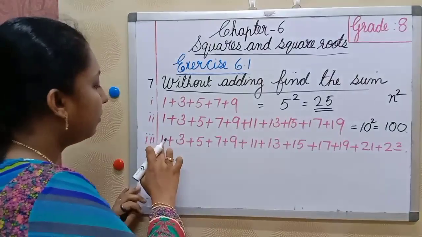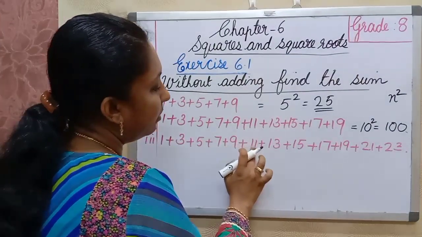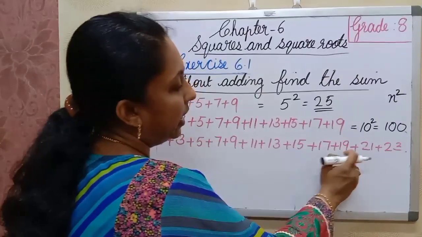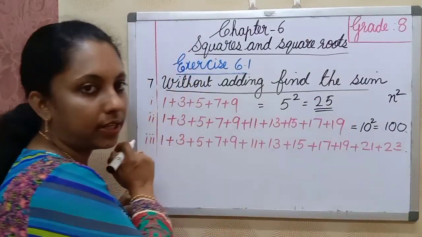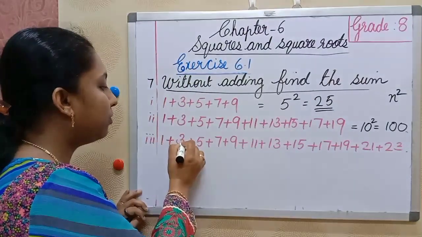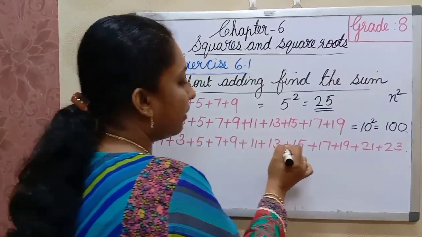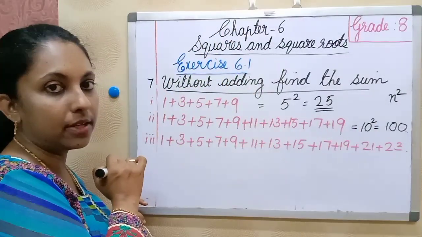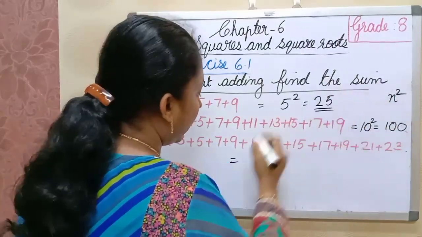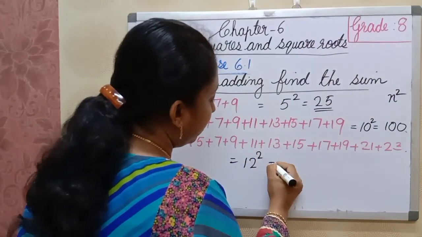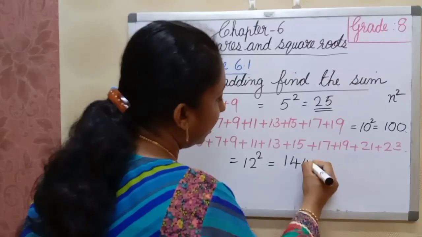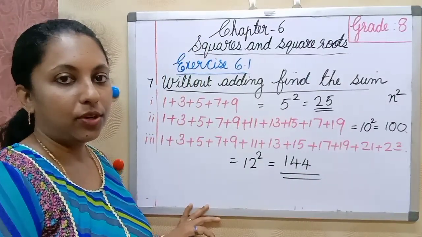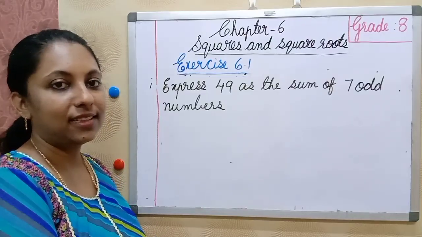Next one. 1 plus 3 plus 5 plus 7 plus 9 plus 11 plus 13 plus 15 plus 17 plus 19 plus 21 plus 23. Then that is 1, 2, 3, 4, 5, 6, 7, 8, 9, 10, 11, 12 odd numbers are there. So n square, n is 12, that is 12 square. 12 square is 144. Hope you all understood. Next question.